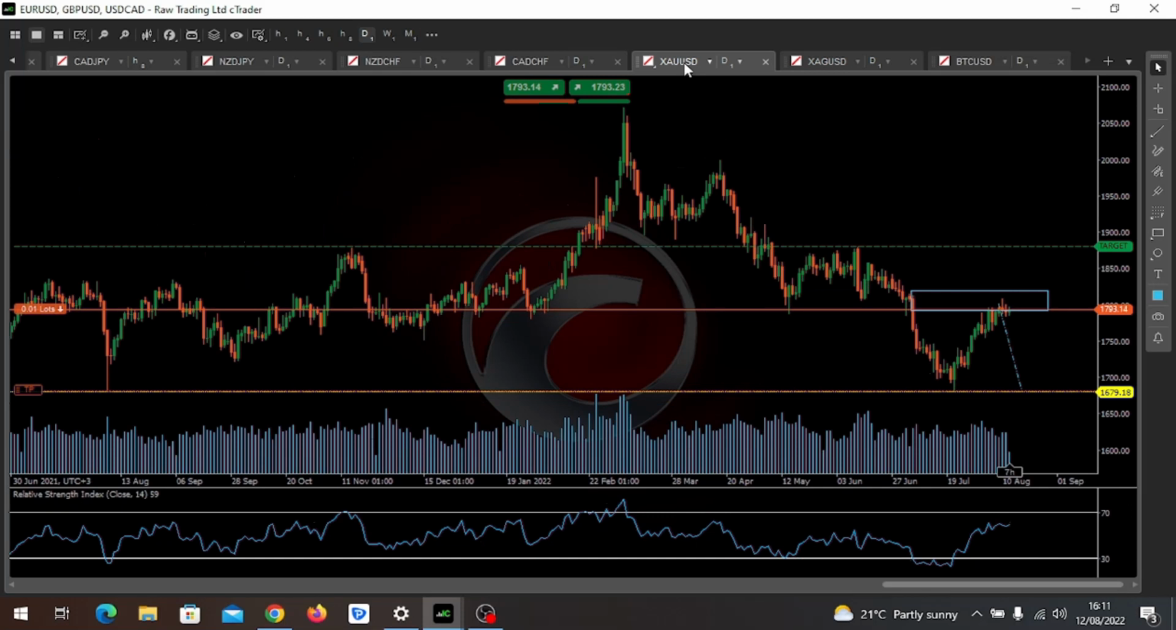Let's move to gold. My bias for gold is more or less still the same. We are playing within the blue box, as you can see, and our bias is still on a sell that can take us to 1679.18. Price is still consolidating. Let's see how the market closes for the week, for that will give us a brilliant opportunity to see how to build on this conversation into the week, but my bias is still on a sell.